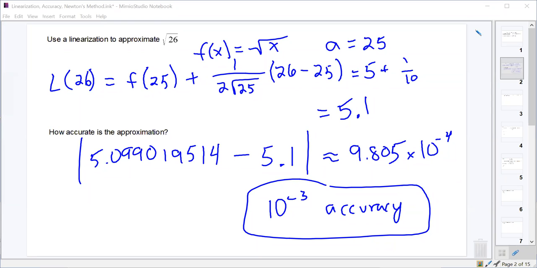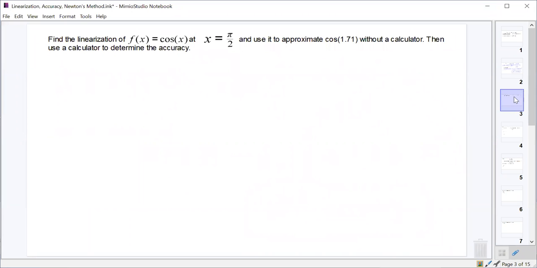All right, let's do another one. Let's find the linearization for cosine x at x equals pi over 2 and approximate cosine of 1.71 without using our calculator, although we're going to end up using our calculator to determine the accuracy anyway. So first off, our function is cosine x. That's already given to us. We know what our center of approximation is. What's our center of approximation going to be?